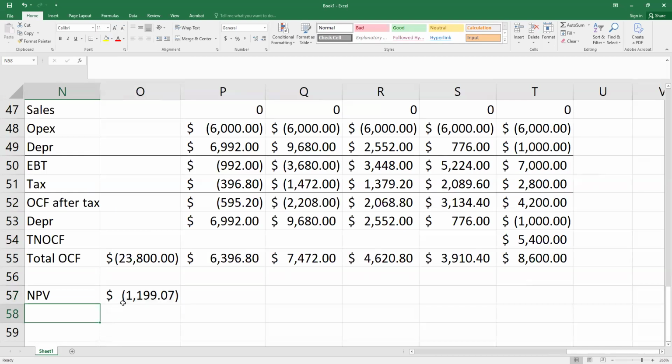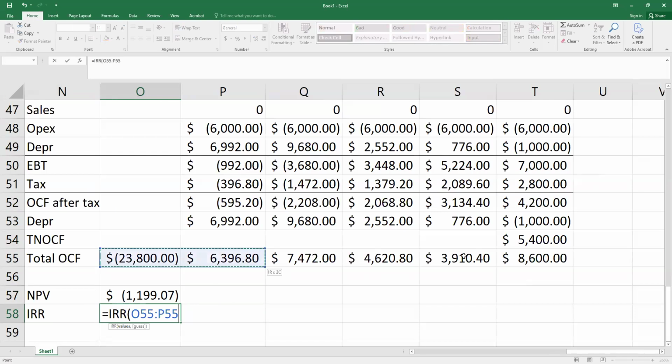Let's do the IRR. IRR is 9%, and our discount rate is 11.5. So the rule for the IRR: in order to accept the project, the IRR should be greater than the discount rate. The IRR supports the NPV. We should not invest, or we should not go with the replacement of this project. Okay?